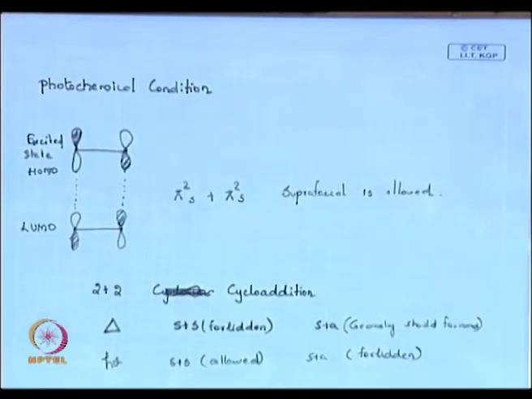So, like that you can now finally generalize based on your FMO: in heating, your S plus S is forbidden, S plus A is allowed geometrically if it is favored. Then in light, S plus S is allowed and S plus A is forbidden. Clear? So, that is about the introduction of your 2 plus 2 cycloaddition reactions.